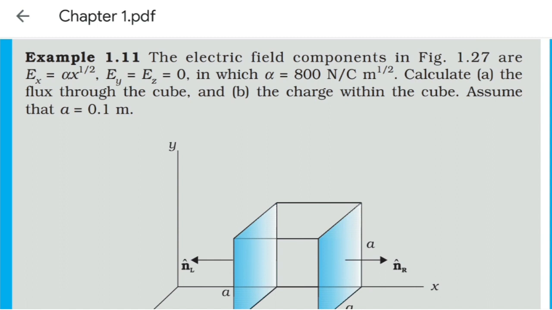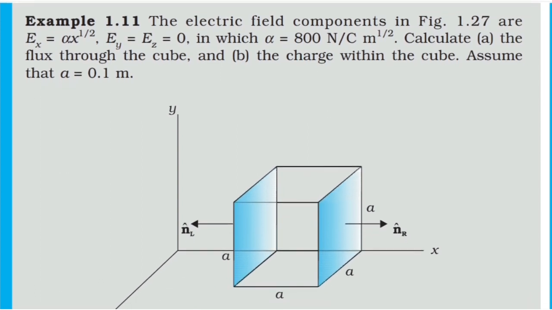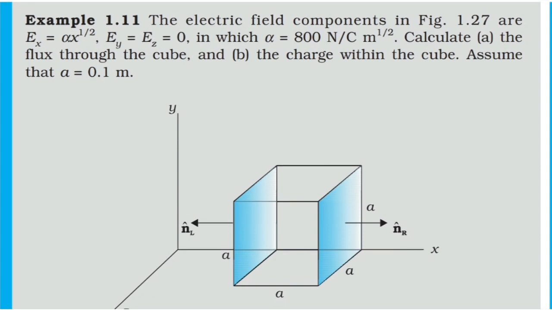Assume that a is equal to 0.1 meter. This is a question which was asked more than once for the board exam. It's not so difficult, it's easy, but you should understand this question. It's given Ey = Ez = 0. It means in the y and z directions there is no electric field, and the electric field is only in the x direction.